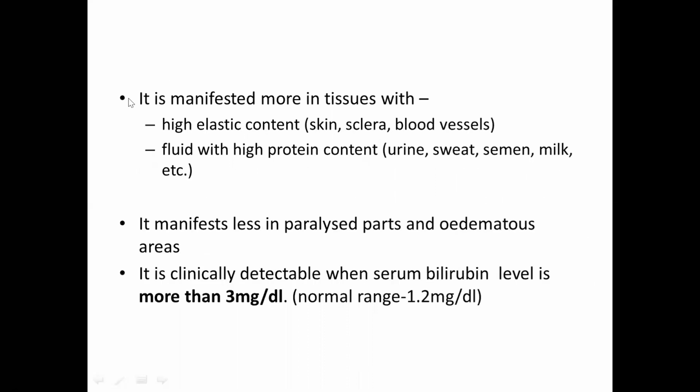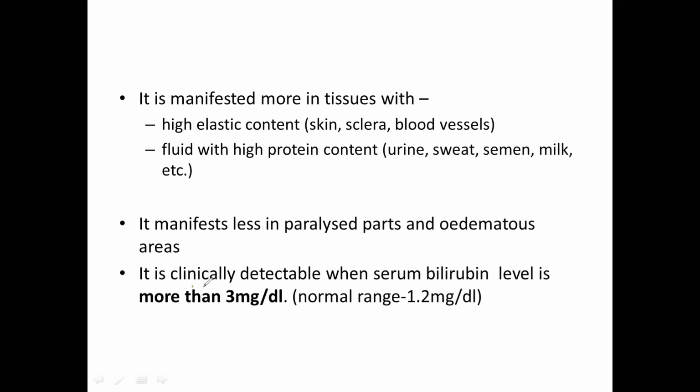This jaundice is usually manifested in tissues with high elastic content like skin, sclera, and blood vessels, and in fluid which has high protein content like urine, sweat, semen, milk, etc. And it is manifested less in a paralyzed part and edematous area.